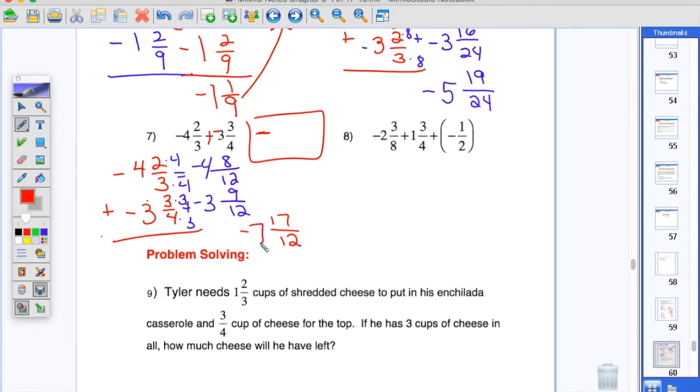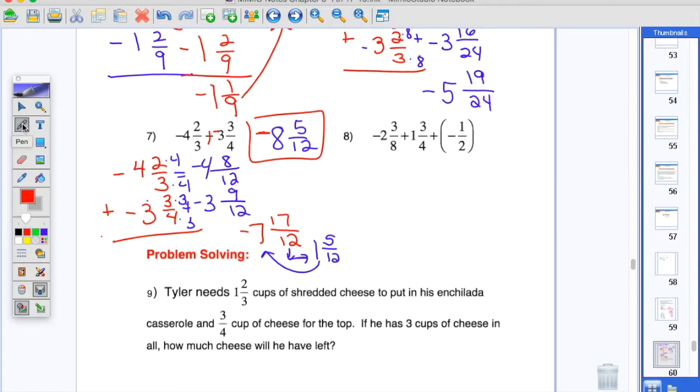us negative 7. But you notice that our fraction part is 17/12, so that's improper. So we're going to rename this part here. So 12 goes into 17 one time with 5/12 left over. So we just renamed the 17/12. Now we're going to add that to the 7. So that becomes 8 and 5/12. Since we attached it to our negative, because we had the same signs, it's negative 8 and 5/12.